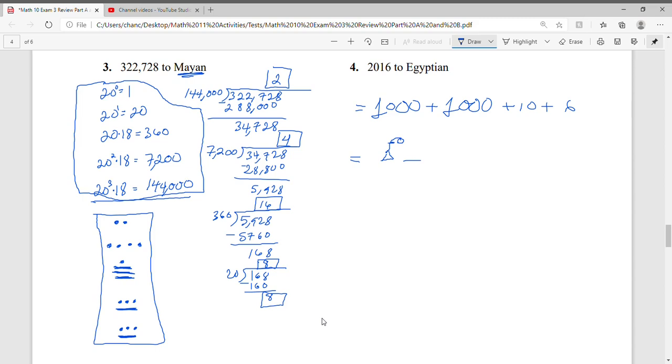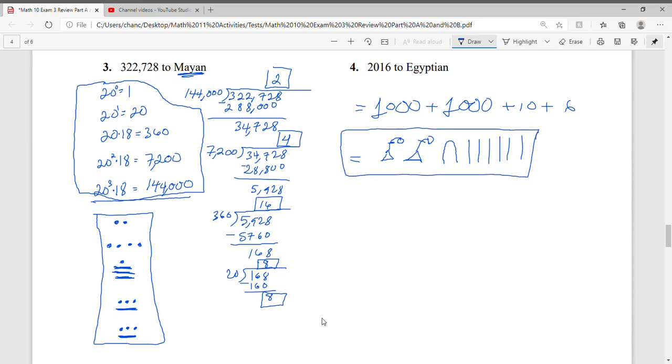And we'll need 2 of these. And the 10 is a heel bone, so we'll need 1 of those. And a 6 is our staff, so we'll need 6 staffs. 1, 2, 3, 4, 5, 6. This is our solution in Egyptian, 2016.